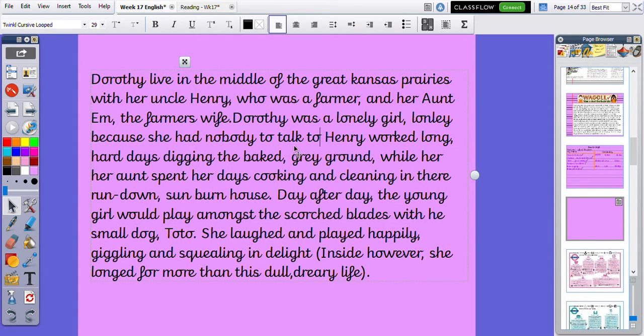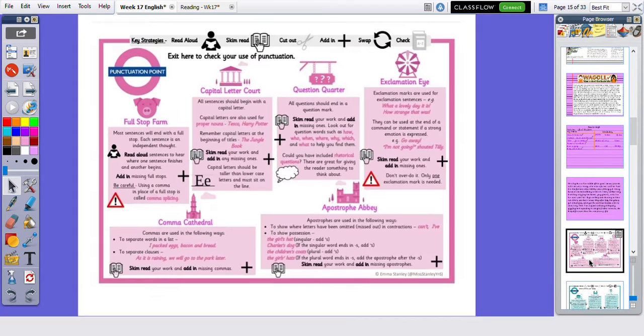She had nobody to talk to. Henry worked long, hard days. So in fact, I need one there because that is a new sentence. Okay. Are there any others? Well, her aunt spent her days cooking and cleaning in their rundown, sunburned house. Okay, I think that's all of my full stops, so I can leave that there.